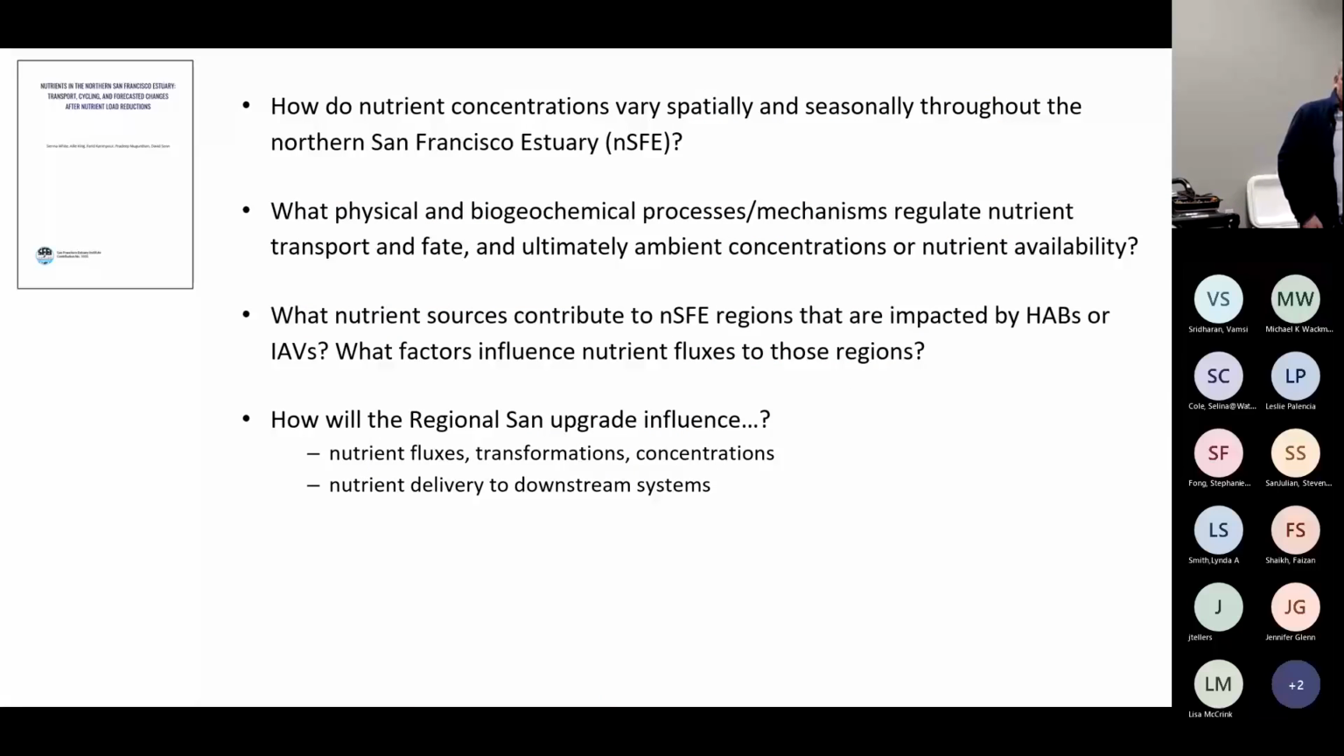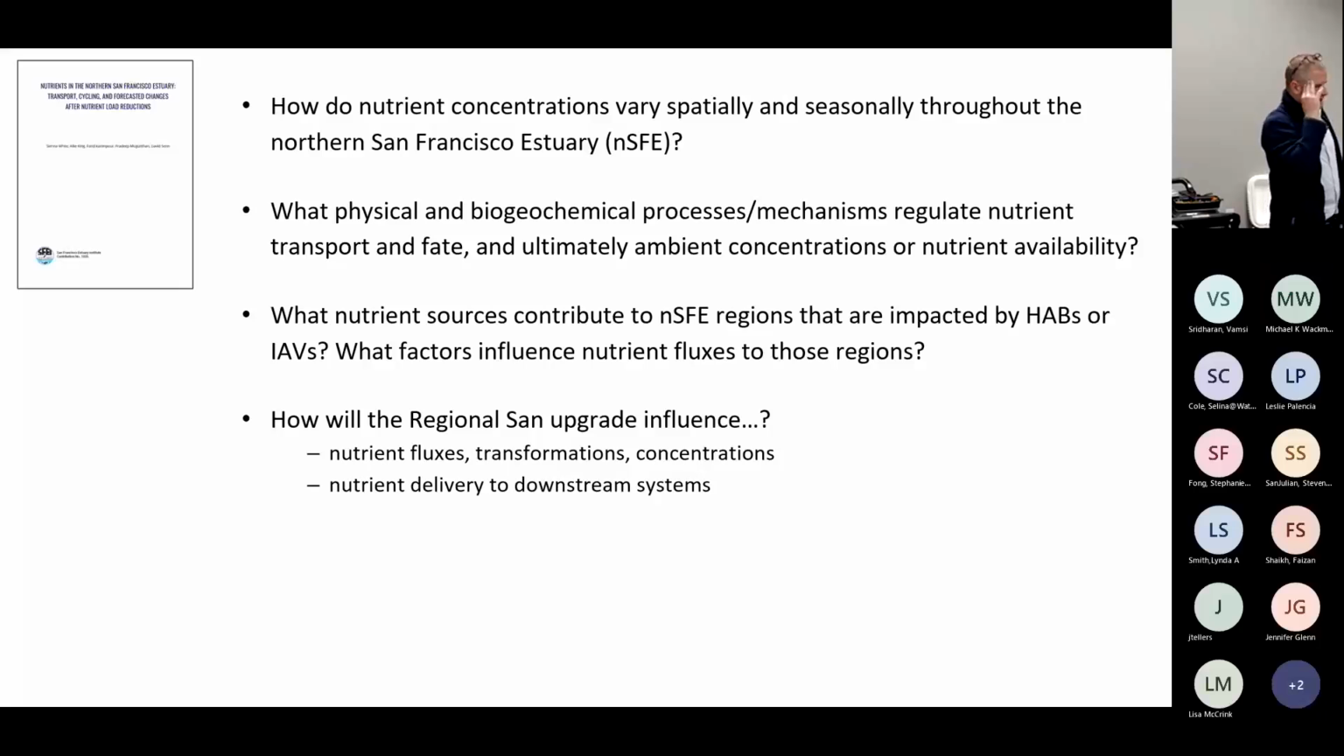So what physical and biogeochemical processes or mechanisms regulate nutrient transport? Well, at least to the interior delta, the operation of the delta cross channel, as well as the pumping, at least this simulation suggests, has a major role in inducing flow into the system, as well as bringing the nutrients associated with that flow into the interior part of the delta.